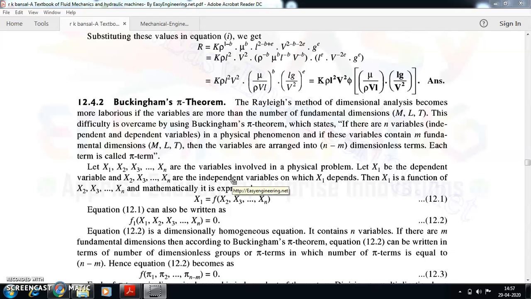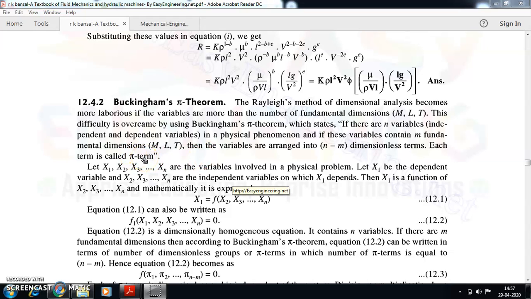Now to use Buckingham theorem, we have to understand some important terminologies. What does this theorem state? It states that if there are n variables, which may be independent or dependent variables in a physical phenomenon, and if these variables contain m fundamental dimensions, we mean M, L, T, maybe theta for temperature, then the variables are arranged into n minus m dimensionless terms. Each term is called a phi term.